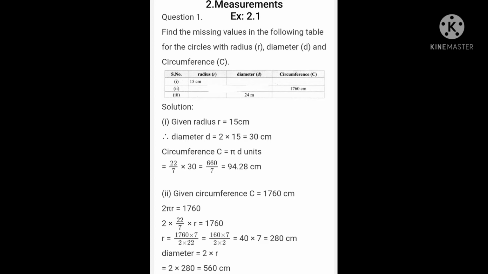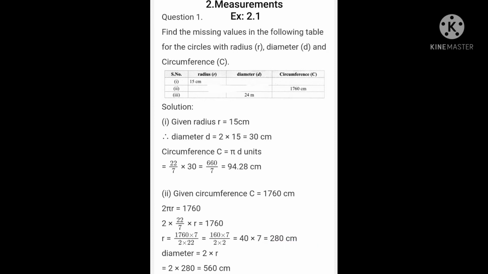Now substitute the value of pi, which is equal to 22 by 7. So write 2 into 22 by 7 into r is equal to 1760. Now we need to find r value, so just keep it on the same side and bring the remaining terms to the right side. Now we have 1760 into 7 divided by 2 into 22. When we cancel numerator and denominator, we will get 280 centimeter.